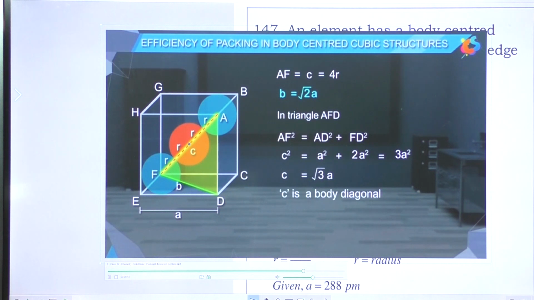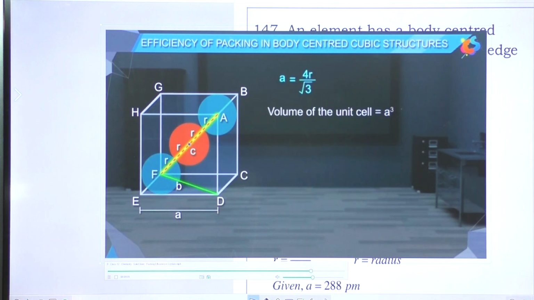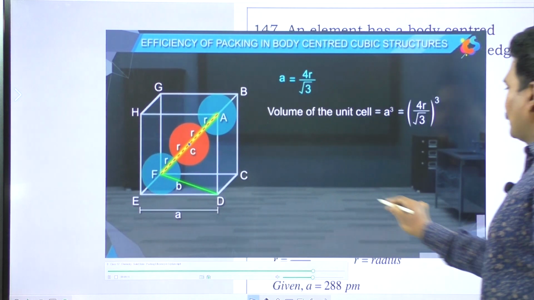But C is a body diagonal, which is equal to 4R. Therefore, C is equal to square root 3 A, which is equal to 4R. A is equal to 4R by square root of 3. That is, R is equal to root 3 A by 4.